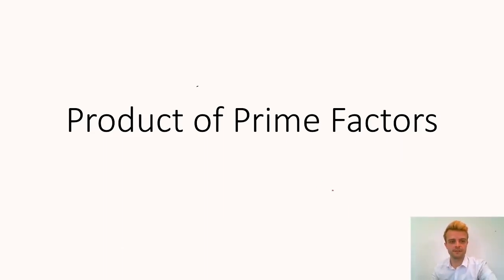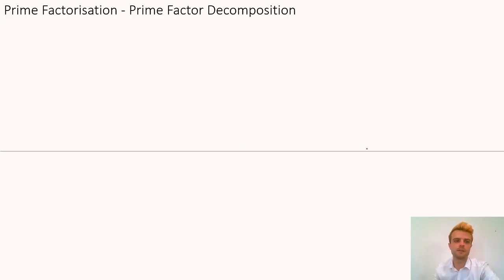Okay, what we're looking at here is how to give a number as a product of prime factors. Now, these words, we might know what they mean by themselves, but how they all tie together, we need to take a look. So prime factorization. What this is, is taking a number, let's take a small number like 12, and writing it like this.